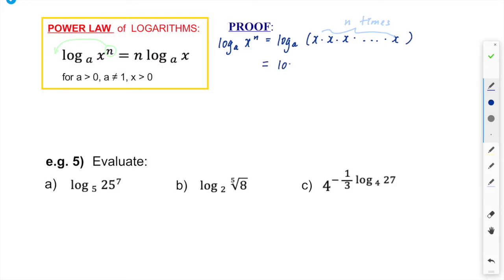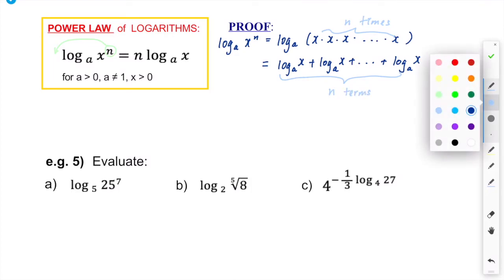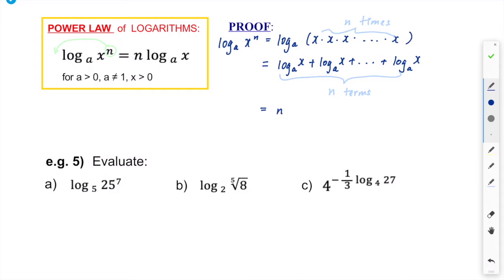Well, technically, this is log of x base a plus the second log of x base a plus dot dot dot plus the very last log of x base a. Well, how many terms are there in total? That will correspond to how many factors are in that product, how many x's I'm multiplying together. And when I add n identical terms together, this is n times log x base a.